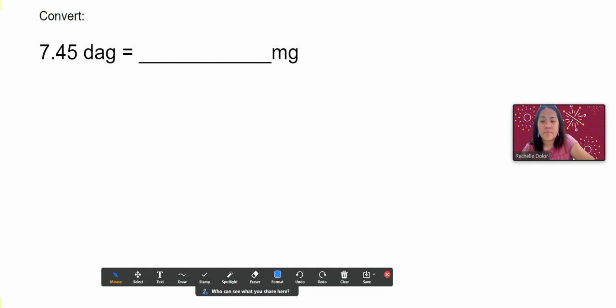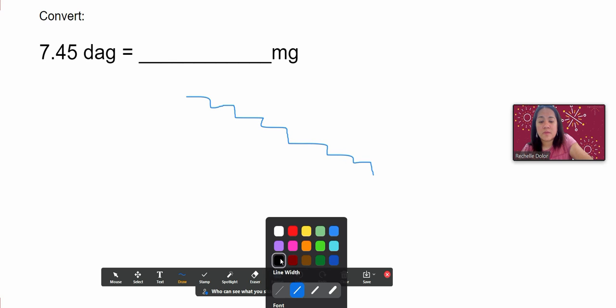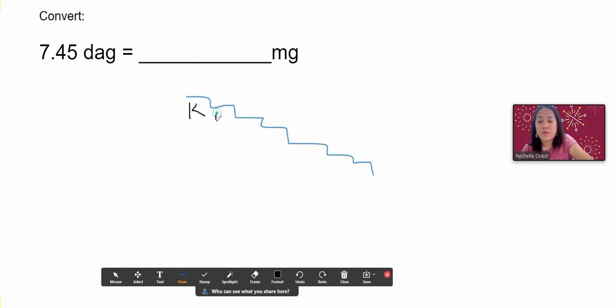Alright, so DAG is, okay, decagram. Okay, so the same process. So you have 1, 2, 3, 4, 5, 6, 7. So I have kangaroo helps dingo. This is the deca, right? Decagram. And the basic is gram. I just put gram here, the basic. Because dingo can't multiply. Okay, so I have here decagram, to milligrams. So it's gonna be here.